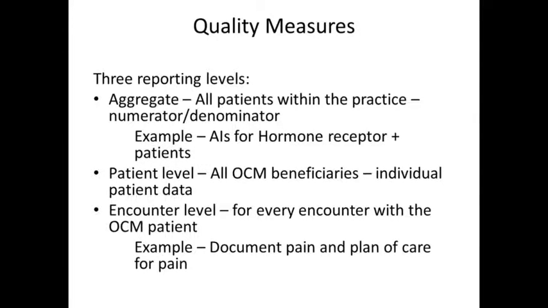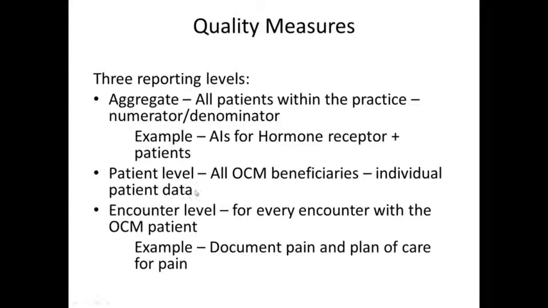One is called aggregate reporting. What that means is that all patients within the practice will be reported. It is a numerator over denominator. An example of this is it will look at all the patients that are at a certain stage and see if we gave them AIs or tamoxifen for hormone receptor positive disease.